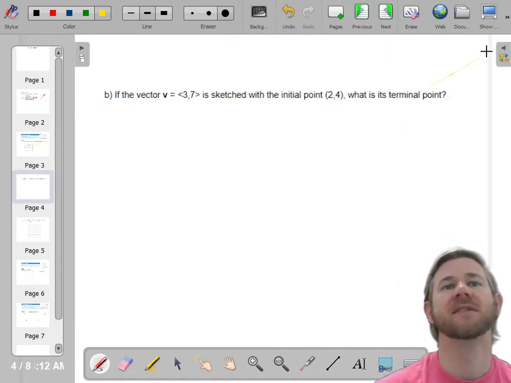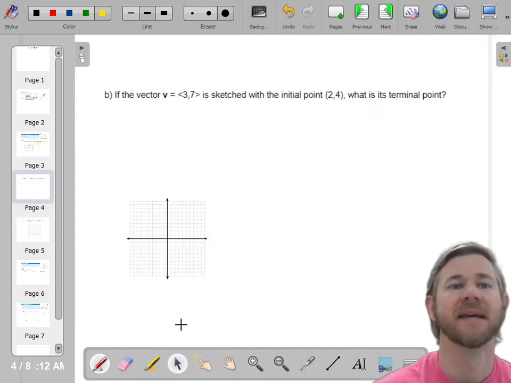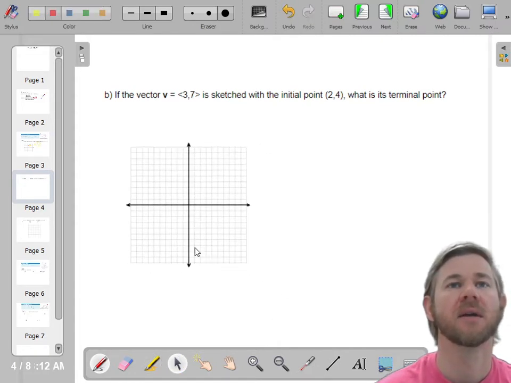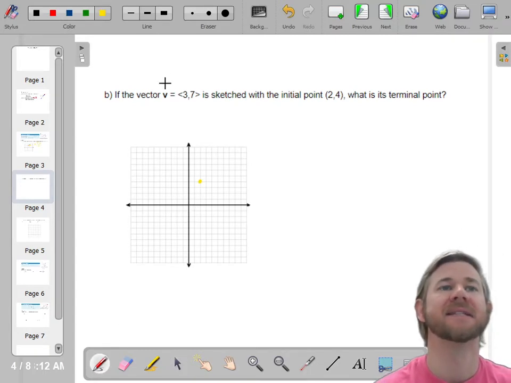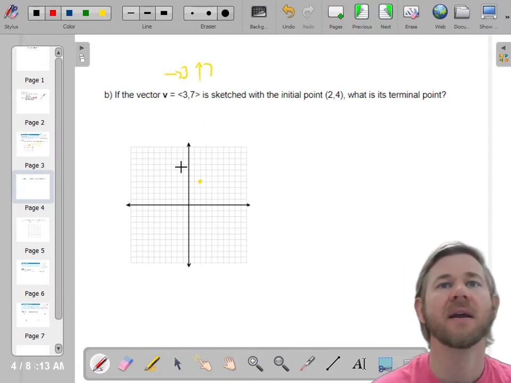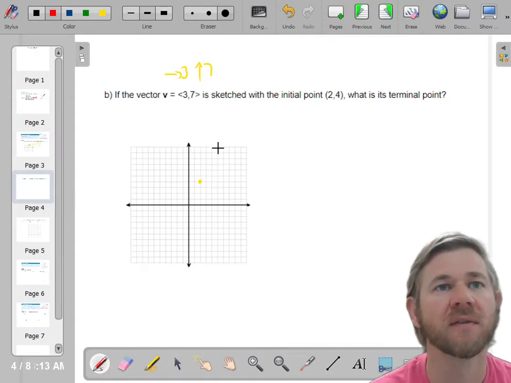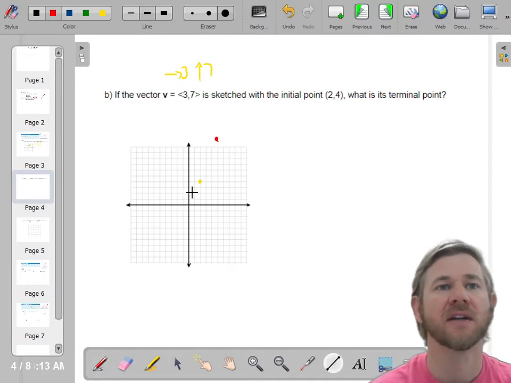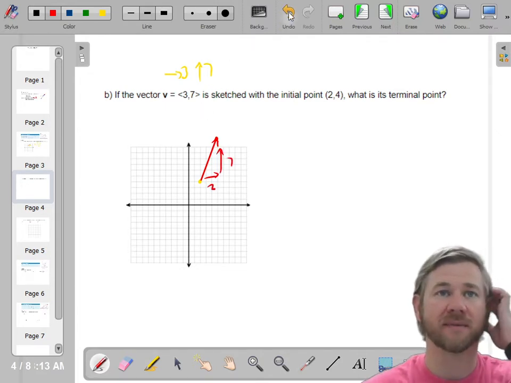If vector <3, 7> is sketched with initial point (2, 4), what is the terminal point? All right, let's sketch this as well. So it says initial point is 2, 4. So 2, 4 is right here. And it says the vector is <3, 7>. That means go right 3 and up 7. So from there, I'm going to go right 3, 1, 2, 3, and up 7. 1, 2, 3, 4, 5, 6, 7 is 1 off the page. And the vector we're describing is this. This is right 3, up 7. So that's vector u, right 3, up 7.